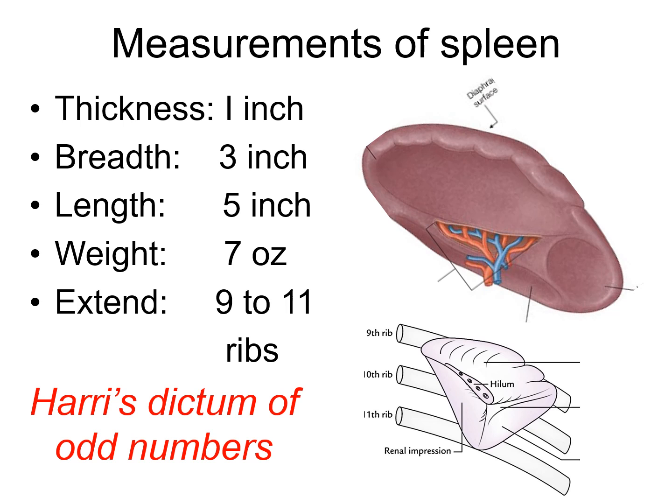Now we will see the measurements of spleen. It is very easy for remembering the average dimensions of spleen by using Harry's dictum of odd numbers from 1 to 11. Now see here, this is spleen and its average thickness is 1 inch, its breadth is 3 inch, its length is 5 inch, it weighs about 7 ounce and it is related to the left ribs from 9 to 11.